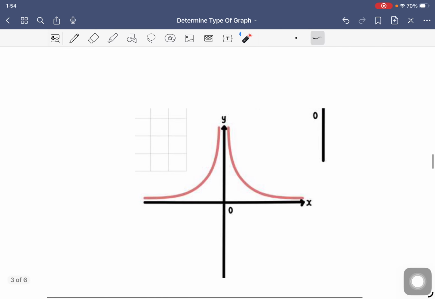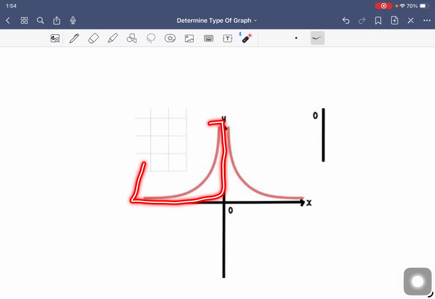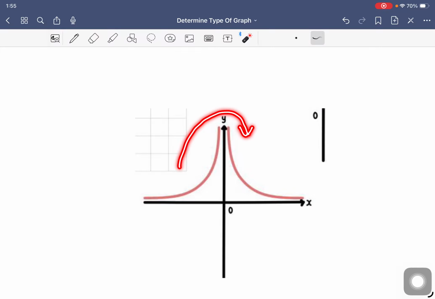Okay, for the next one, the y-axis is your mirror. So we refer to the left graph. You have the curl on the left hand side. So this curl will be transposed to the right hand side, and will become like this.